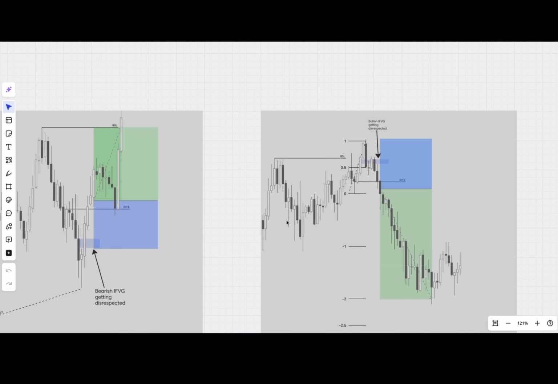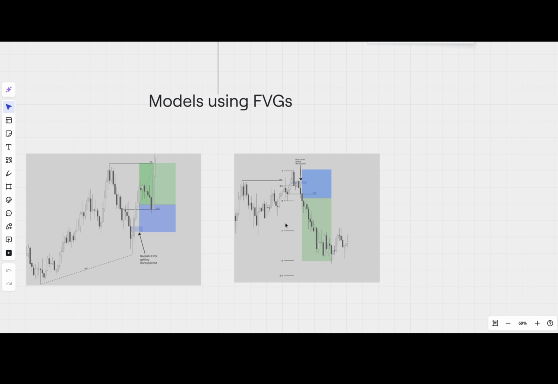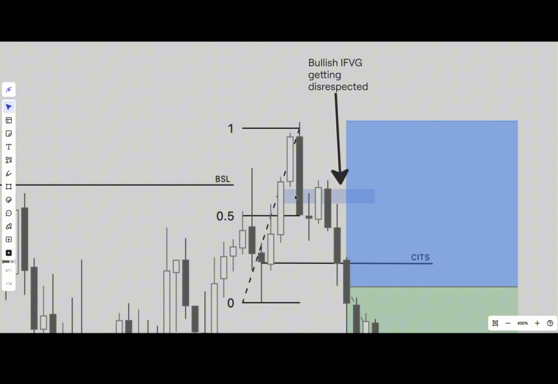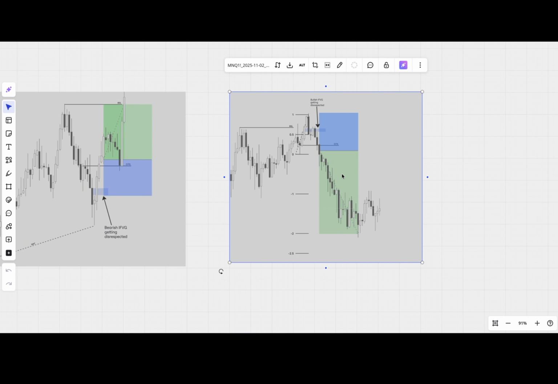And then this is a bearish example. See, manipulated, and then price runs through the fair value gap, and then retraces to it and respects it. Because it doesn't run through it, it respects it. And then we continue lower.